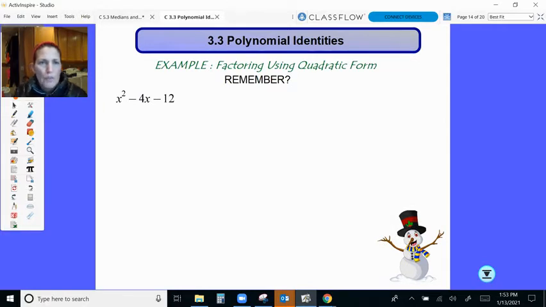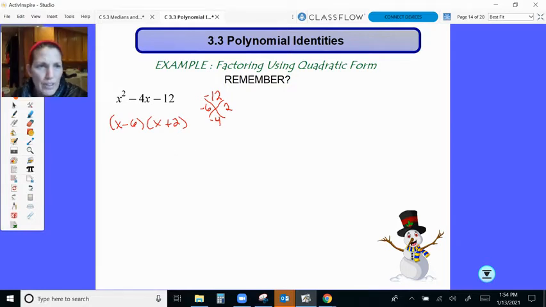So first of all, if you remember how to factor just a regular quadratic expression, I take factors of this negative 12 here, and what are factors of negative 12 that add up to negative 4? That would be negative 6 and 2. And so this would factor to x minus 6 times x plus 2. Okay, and that's how we would factor a majority of quadratic equations.